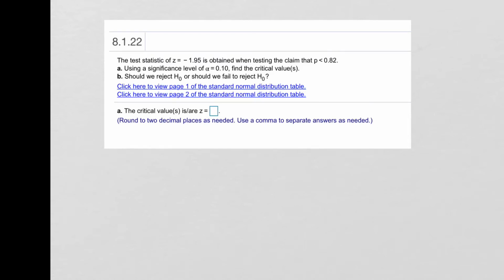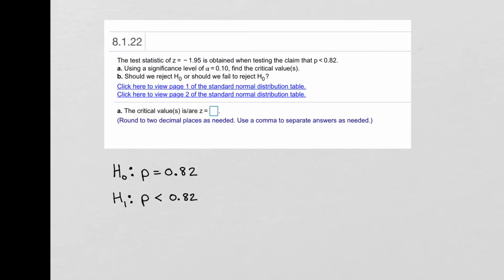In this problem, we're told that the test statistic of z equals negative 1.95 is obtained when testing the claim that p is less than 0.82. So we'll start by writing down the null hypothesis, and that's that p is equal to 0.82. The alternative hypothesis is that p is less than 0.82.